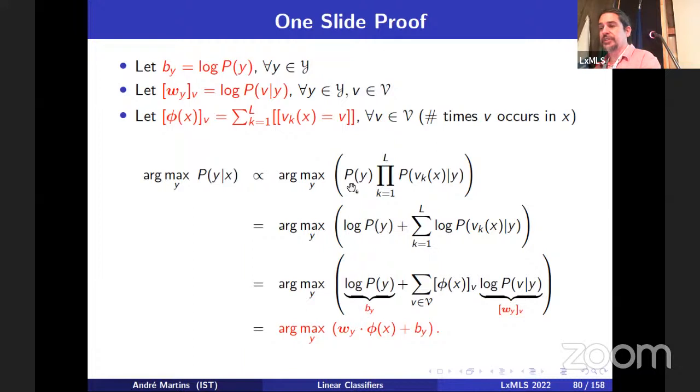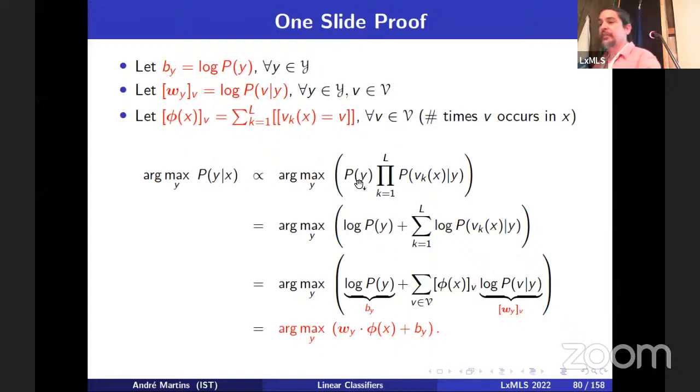given our naive Bayes assumption, if we take logs, log is a monotonic function, so we can do that without changing the argmax. This becomes argmax of log of p of y plus the sum of the log of p of vk given y. And then by using the variables that we introduced here, we can write everything as a bias term, by, plus a dot product between a feature vector phi of x and the weight vector wy. And this is exactly the expression that we have for linear models, okay?